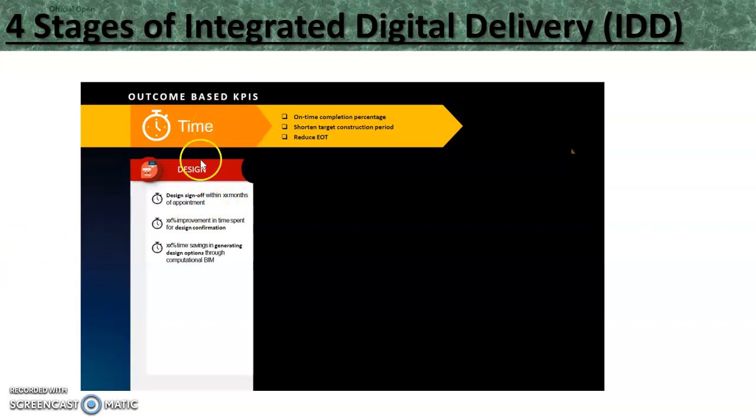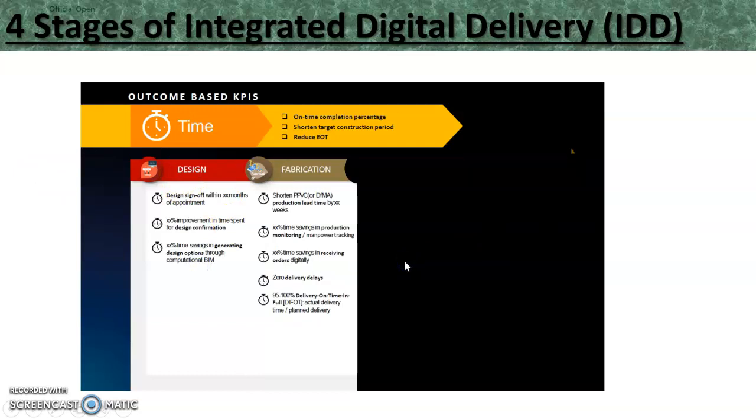For example, the design team agreed that the design should be completed within a certain month, or there could be a certain amount of improvement in the time spent for design confirmation, or there could be a certain amount of time savings in generating design options through the computational BIM. That is for the design team.